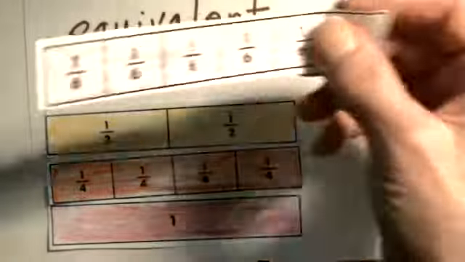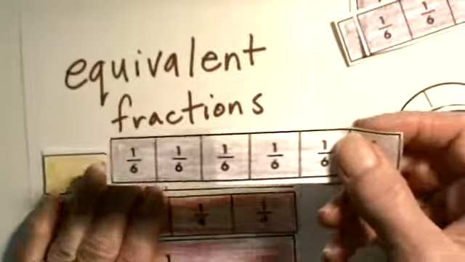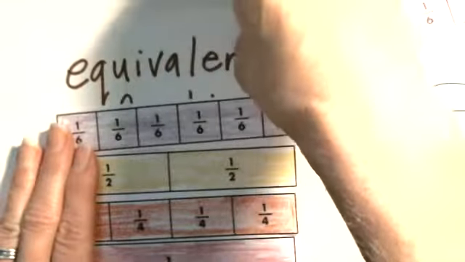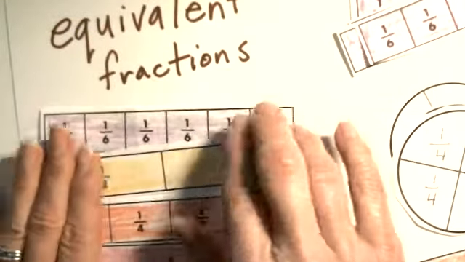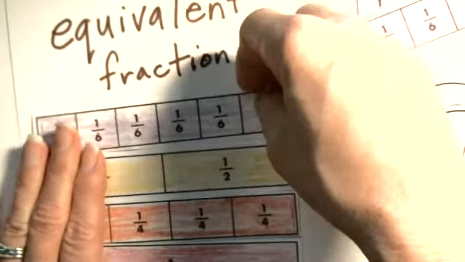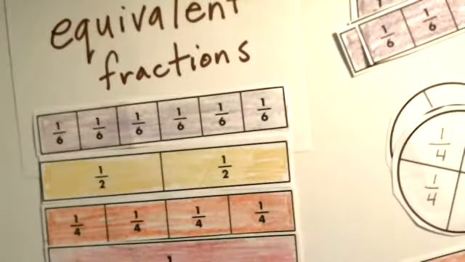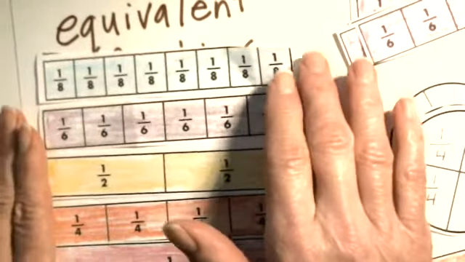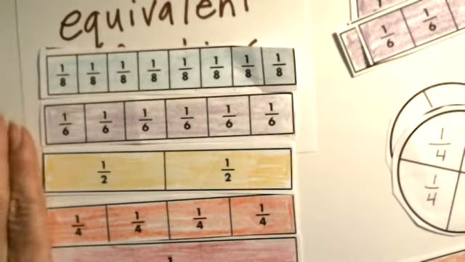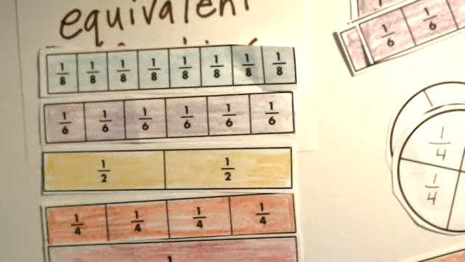And 1/2 is also equivalent to 3/6. They name the same part, okay? And it's also equivalent to 4/8, okay? So equivalent fractions name the same part of a whole.